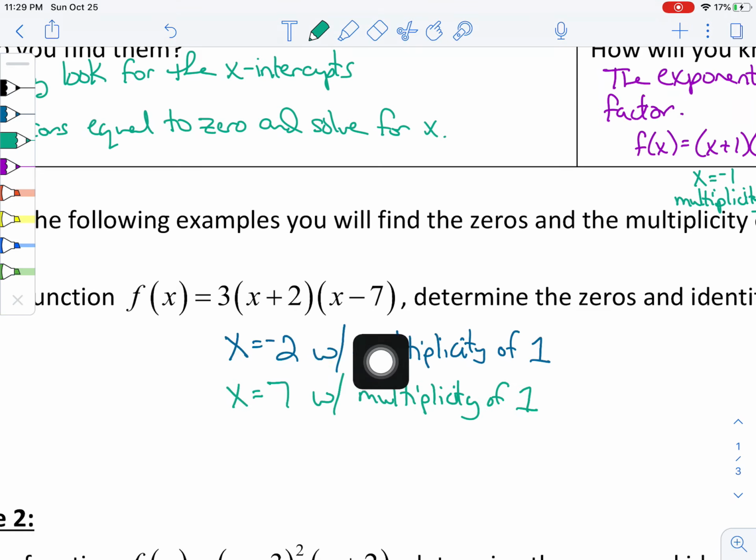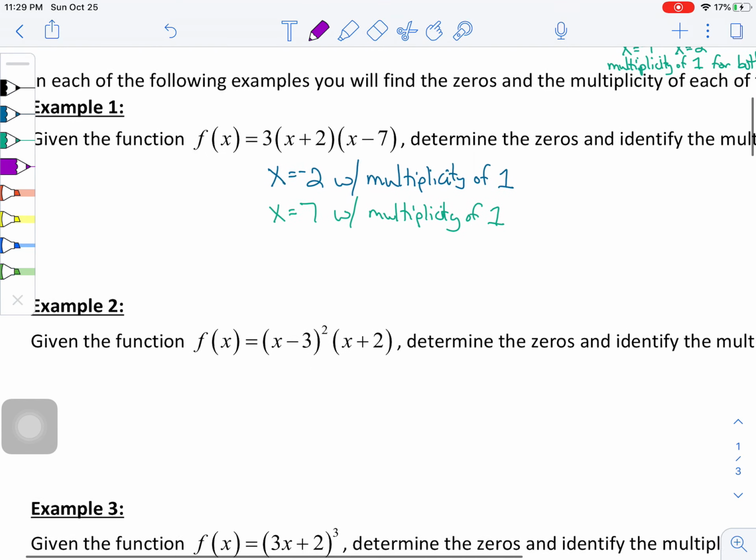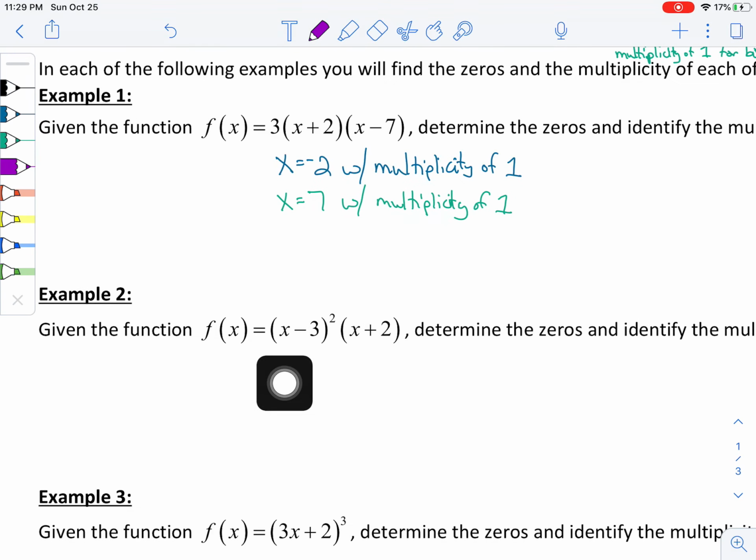It also shows up once, so each of these has multiplicity of 1. So those are the zeros and the multiplicities. All right, so let's move on to example number 2 here. We have a function, we have x minus 3 to the second power and x plus 2. Determine the zeros. All right, so this first factor here, x minus 3, would turn into x equals +3.